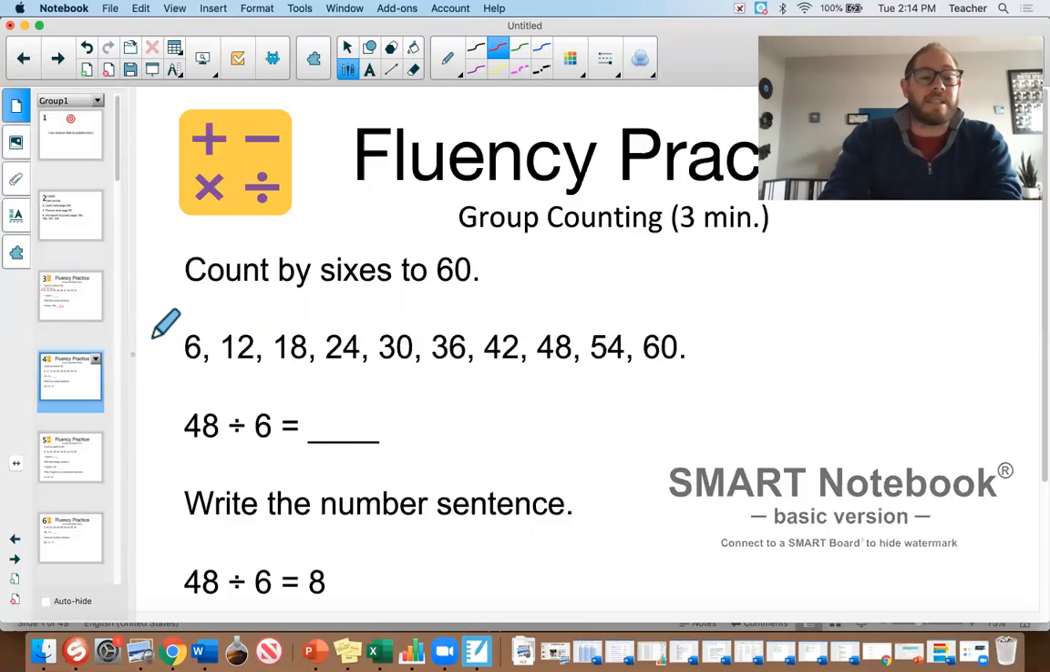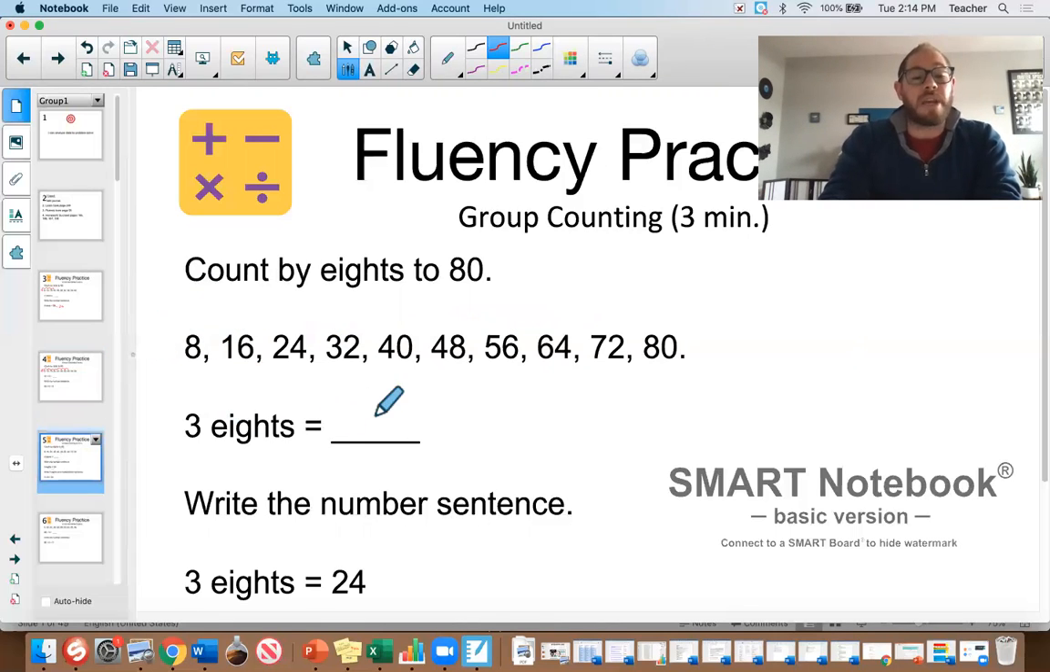All right, let's do another one. 48 divided by 6. I'm going to put my 0 in, and we're going to start at 48 and go backwards to see how many groups of 6s it takes to get to 0. So 1, 2, 3, 4, 5, 6, 7, 8 jumps. Say the skip counting with me, please. 48, 42, 36, 30, 24, 18, 12, 6, 0. 48 divided by 6 is 8 jumps. 8 groups of 6 is 48.